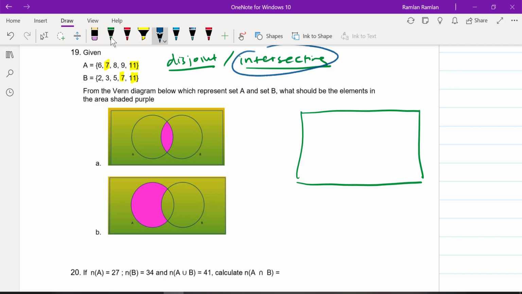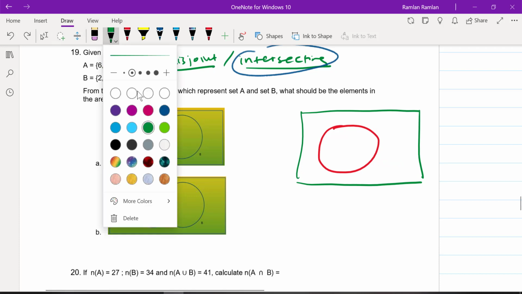So if we have a Venn diagram which is intersecting, the Venn diagram will be intersecting like this. So let's say this is like, I'm going to use another color maybe. Use blue. Where's the blue? Here we go.